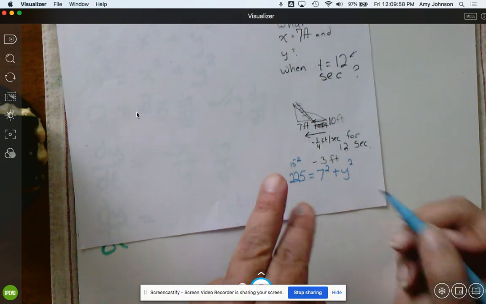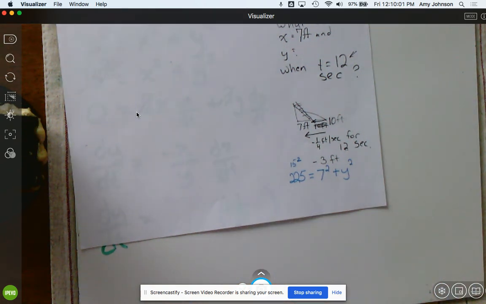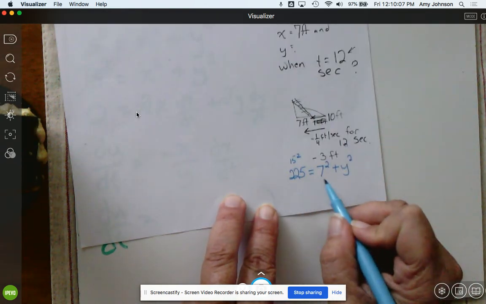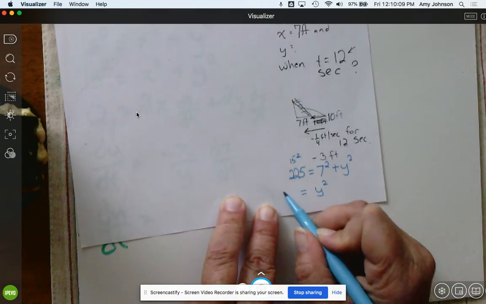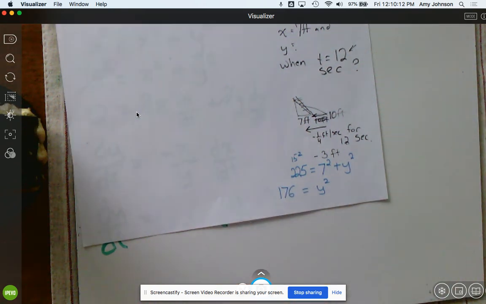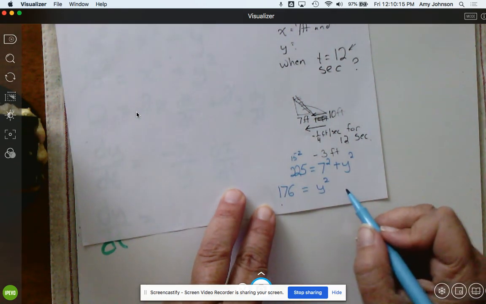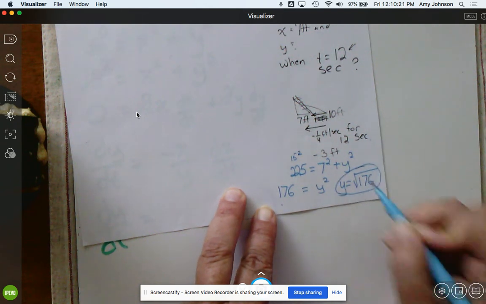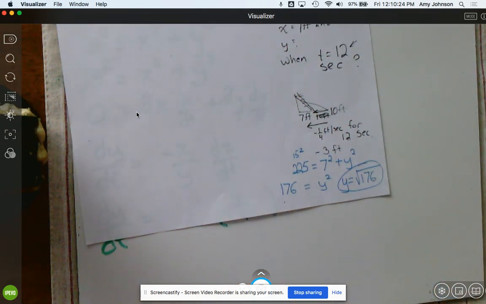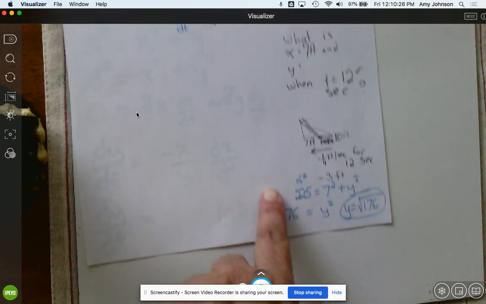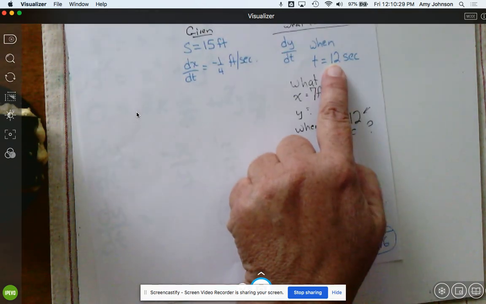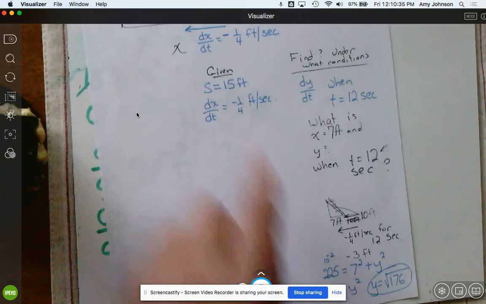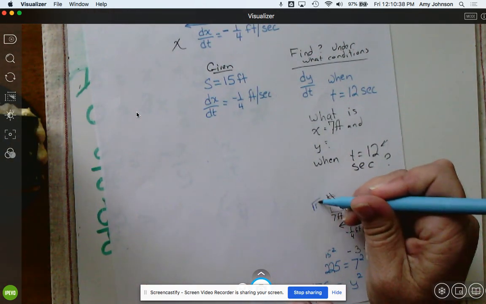And again, I'm doing as much as I can without a calculator at first. So then I get basically, after I do a little math, 225 minus 49, Y squared equals 176. So that means Y equals root 176. Okay, so what we have just discovered is that at this 12 seconds, X would be 7 feet and Y, this height right here, would be square root of 176.